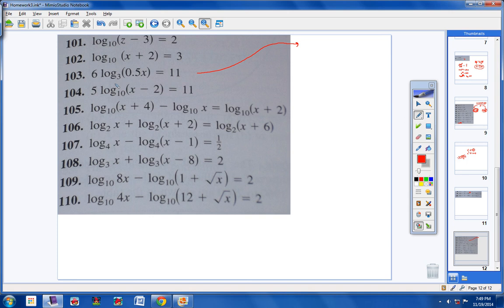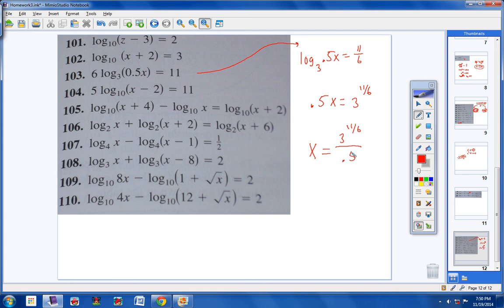Alright, here we go. Divide both sides by 6. So log base 3 of 0.5x equals 11/6. Okay? Now write that exponentially. So 0.5x equals 3 to the 11/6 power. And then divide both sides by 0.5. 3 to the 11/6.